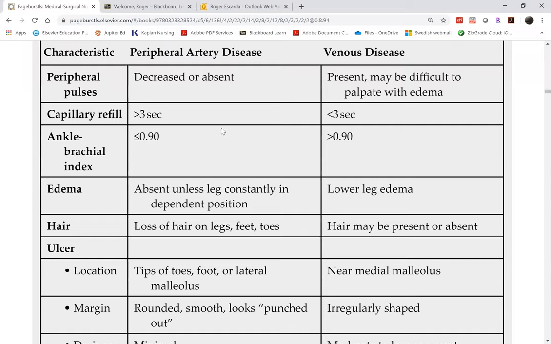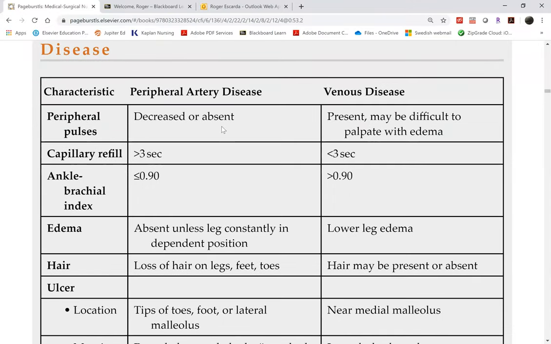Okay, let's start here. The main thing to remember is PAD is arterial, meaning this is a problem with blood flow toward the extremities, toward the peripheral tissues. In venous, it's not an arterial problem. This is a venous return problem, meaning there's blood flow getting to the extremities. The problem is the blood cannot return normally back into the heart. As a result, there is congestion of blood in the periphery. We'll look at the risk factors later.